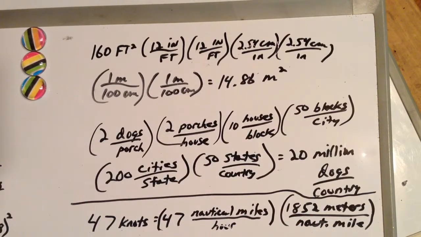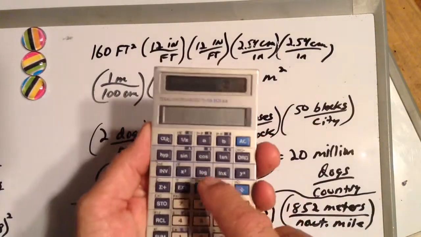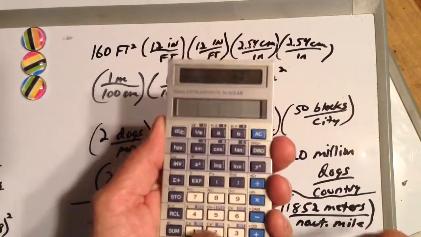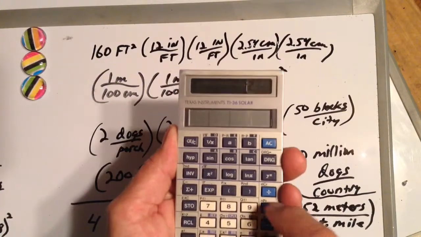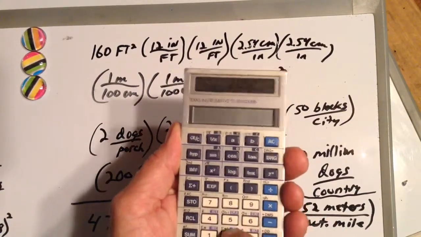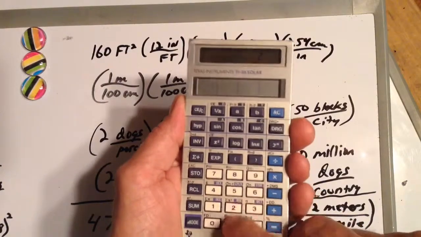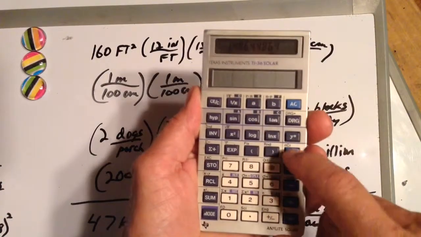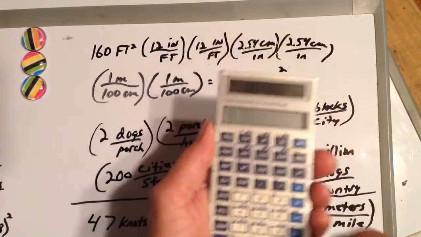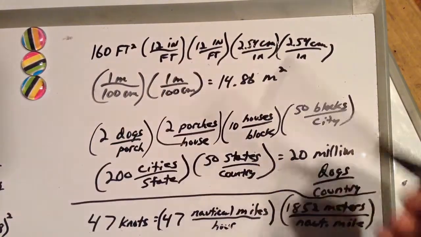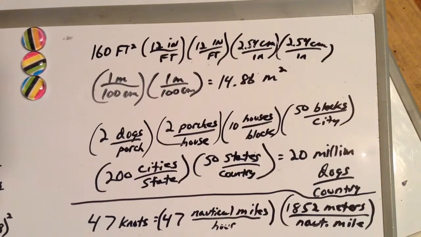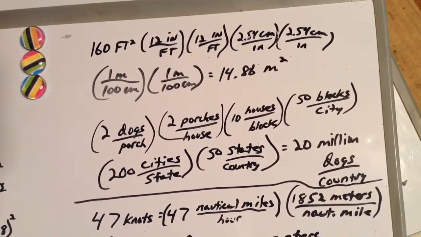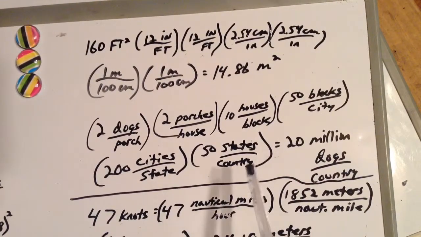So if we take our calculator and we punch up 160 times 12 times 12 times 2.54 times 2.54 equals, divided by 100 equals, divided by 100 again equals, we get 14.86 meters squared. Okay, don't let this dimensional analysis scare you. It's really simple. We could just look at something we're more familiar with.